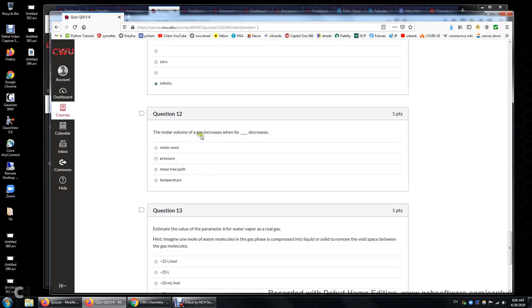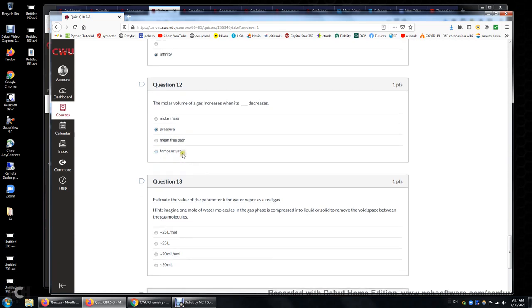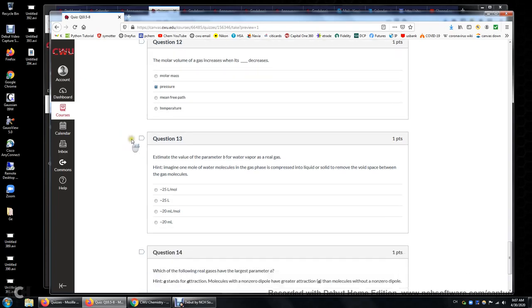Question 12, the molar volume of a gas increases when... Molar mass is irrelevant. Pressure, okay. The volume increases when pressure decreases. Well, it's just Boyle's law. When temperature decreases, actually the molar volume decreases. And mean free path is not quite relevant either. So again, PV equals 1 RT, so volume is inversely proportional to pressure.